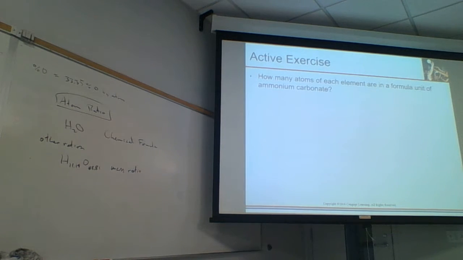Okay, how many atoms of each element are in the formula unit of ammonium carbonate? Well, we know it's an ionic compound, ammonium ions and carbonate ions. First off, ammonium, you just have to drill that down. Does somebody have it drilled down? What is it? NH4+. Good. NH4 plus. And then carbonate.